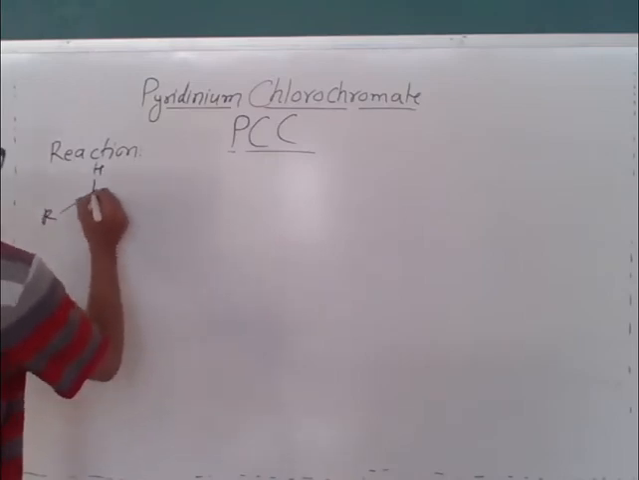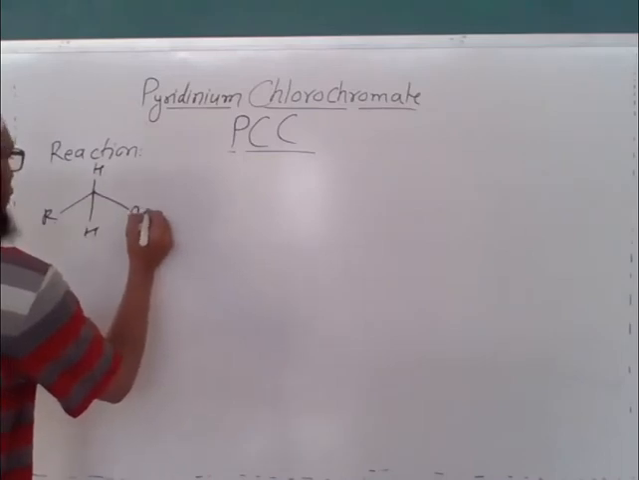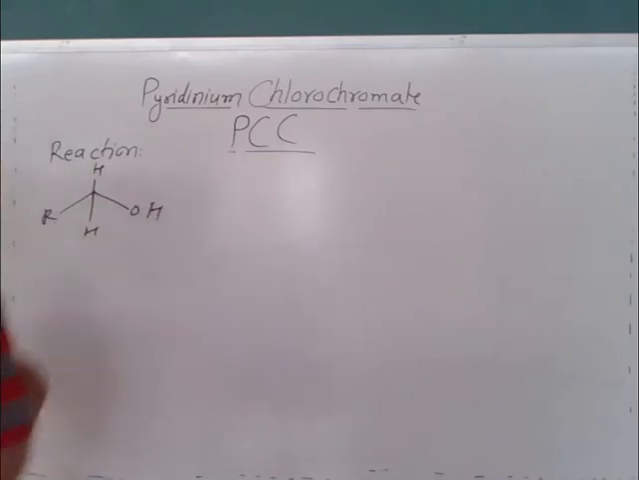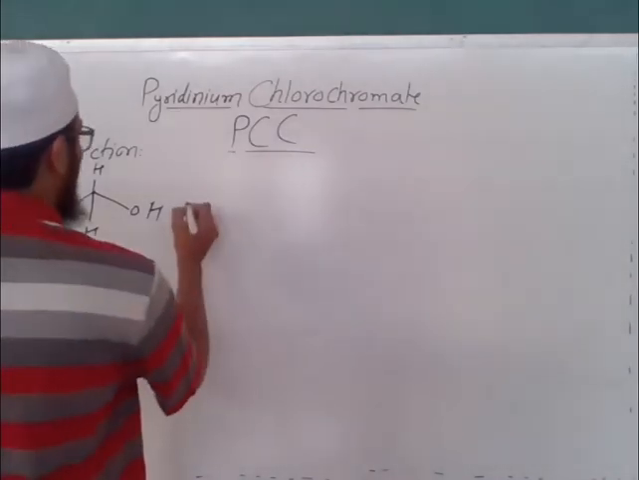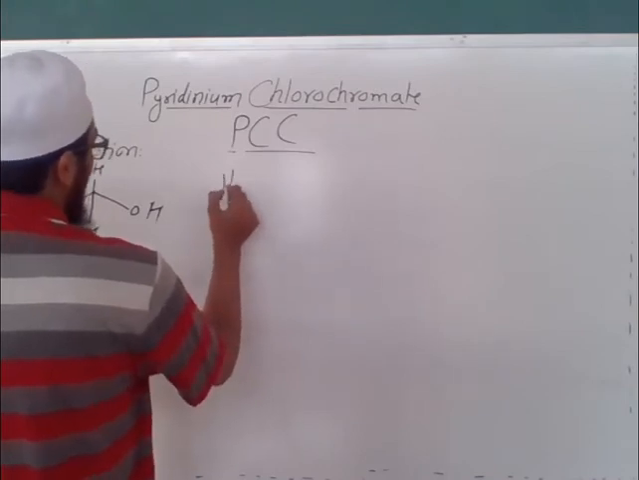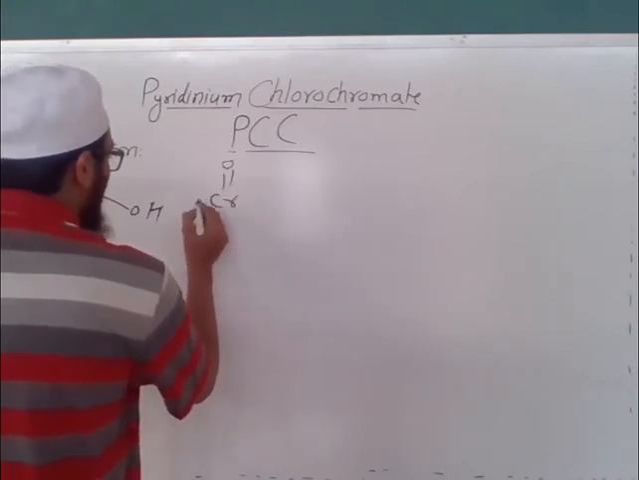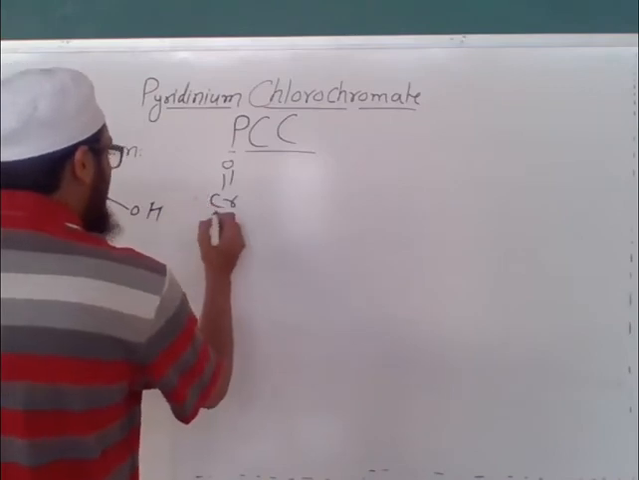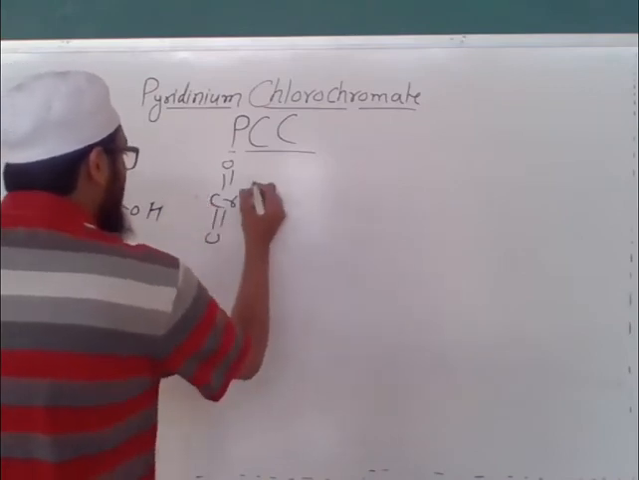This is our primary alcohol. We'll convert it using PCC. What is the structure of PCC? I will write its different form. Let me write.